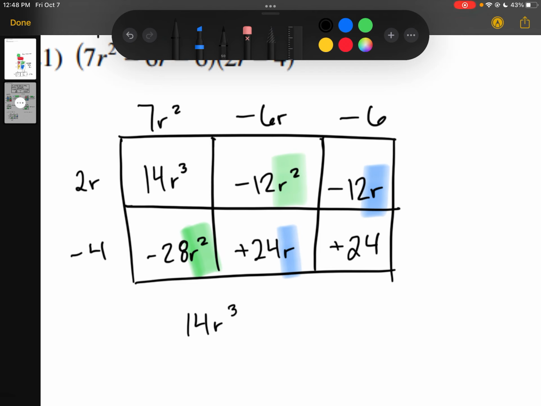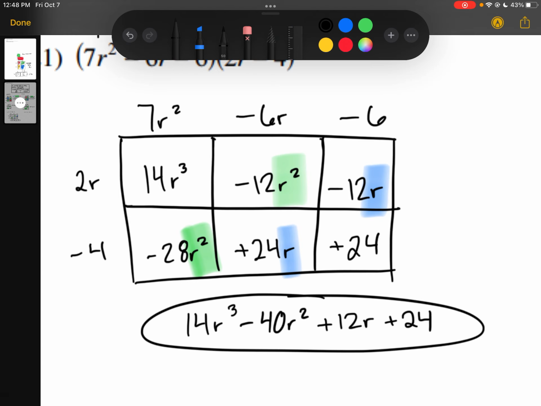So minus 28 and minus 12 do get us to negative 40. And then plus 24 minus 12, just our r terms, get us to plus 12r, and then plus 24. So full final simplified answer goes right there, just like so.